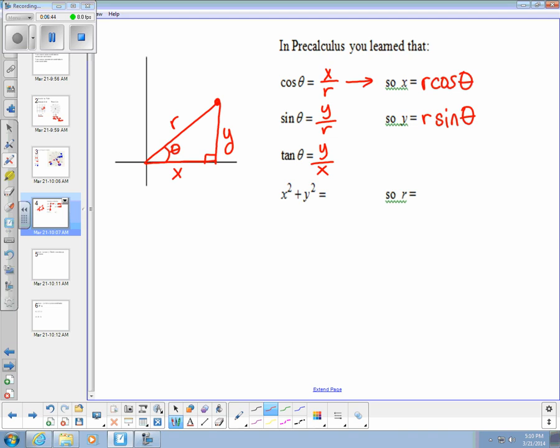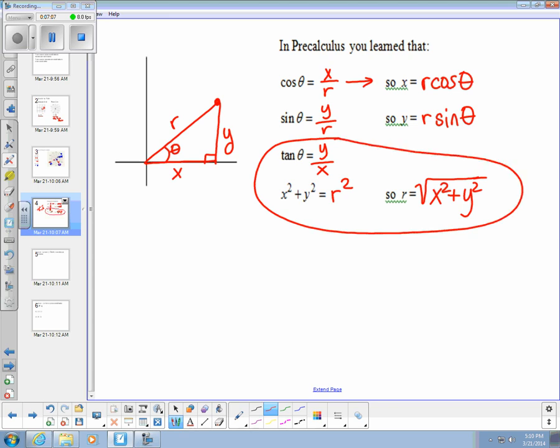Now, one other formula we're going to need is x squared plus y squared. And remember, in the triangle, x squared plus y squared would equal r squared because of the Pythagorean theorem. So if we solve that for r, we come out with r is the square root of x squared plus y squared. So these two formulas, tangent equals y over x and r equals square root of x squared plus y squared, we will need when we're converting from rectangular to polar. We're going to need these sets of formulas for different things, but both of them are for converting.